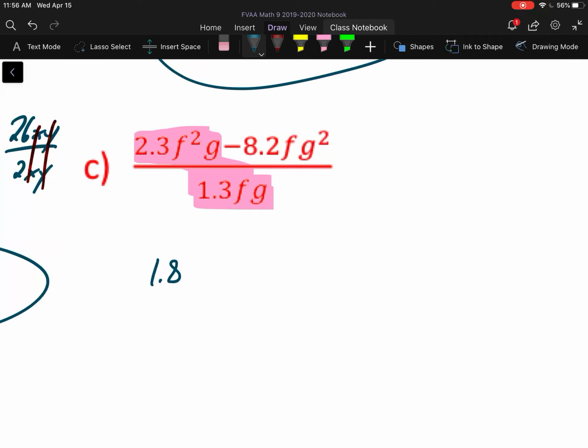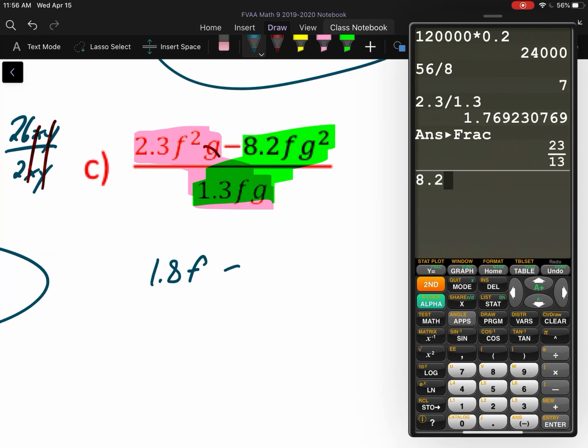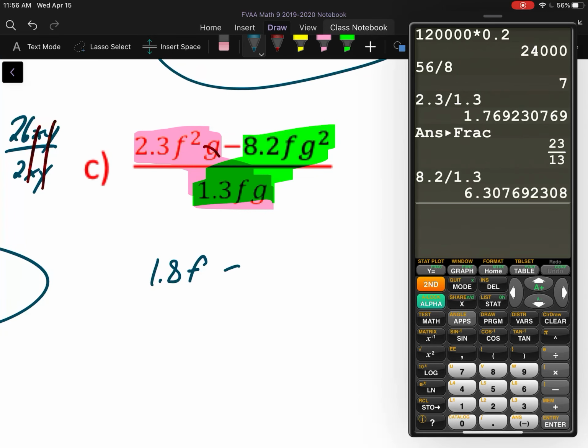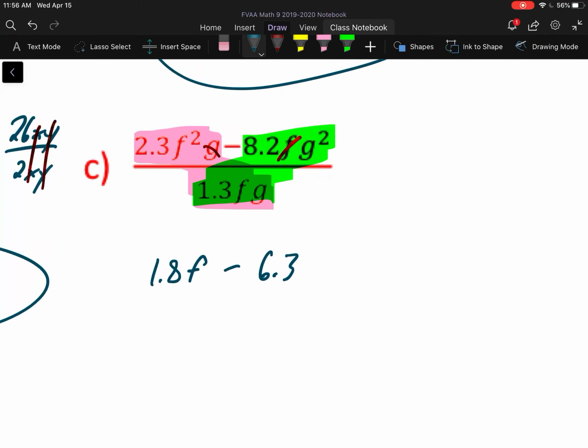f squared divided by f is f, and g divided by g cancels out, and that's it for the first two terms. And then it's going to be minus this second term here. So 8.2 divided by 1.3 is approximately 6.3. The f's cancel out, and then g squared divided by g is g.